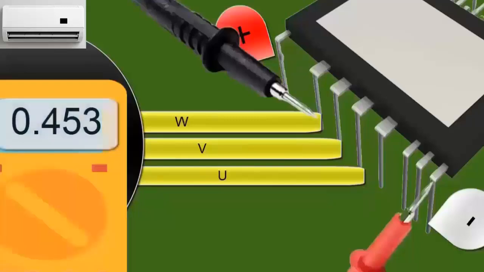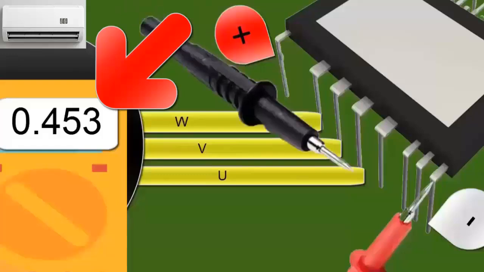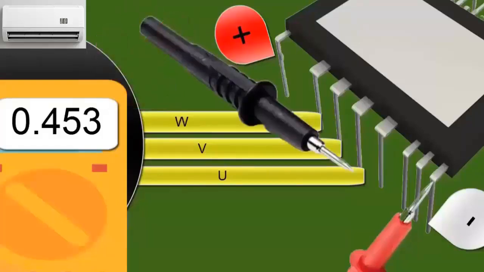Testing the remaining 3 diodes. Now place the red probe on the negative input of the IPM. With the black probe, measure points U, V, and W again. Again, the readings should be around 0.45 volts. All values should be similar between the 3 terminals.